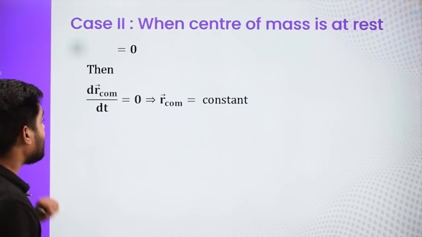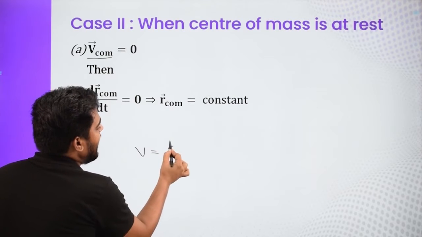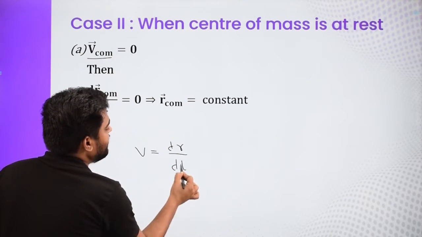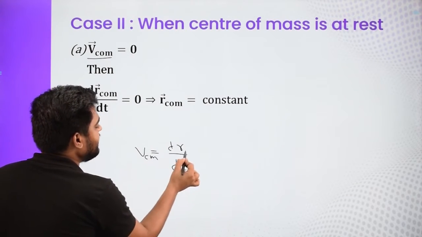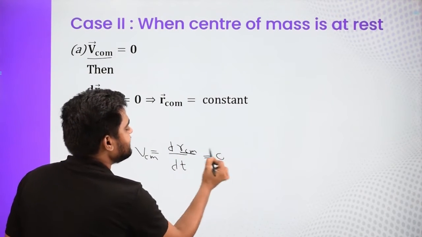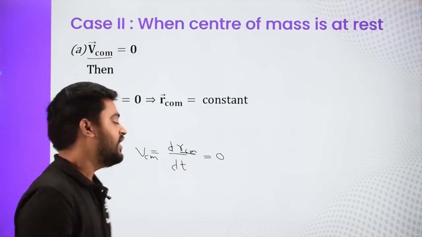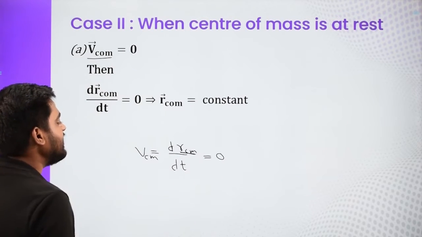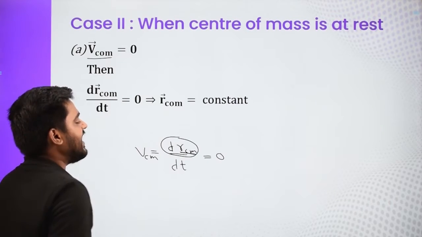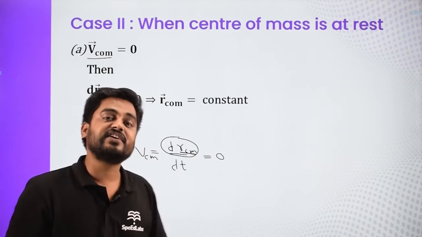Then velocity is nothing but dr by dt. And if we are talking about center of mass, then it is the position vector of center of mass, and this is the rate of change in the position of center of mass, which is going to be 0. And now if this thing is 0, what do we say? That implies that the position of center of mass is not changing, it is a constant.